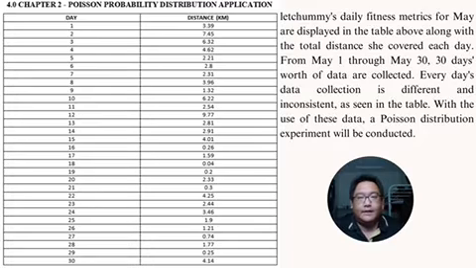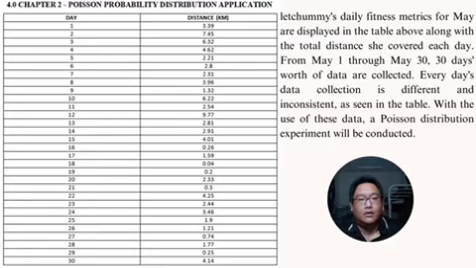So I'll be explaining chapter 2, Poisson probability distribution application. The data that I'll be using for this part of the chapter is the distance over 30 days. The question given is: Lechumi's daily fitness metrics for May are displayed in the table above, along with the total distance she covered each day from May 1 through May 30. 30 days worth of data are collected.